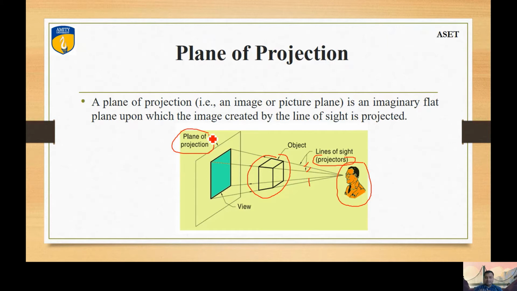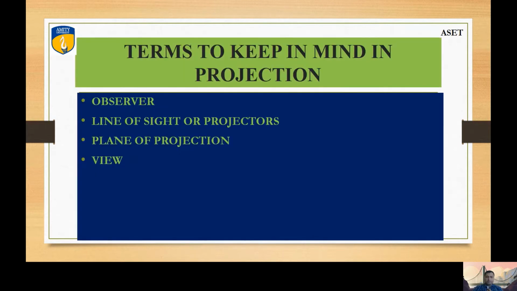So projection is simply when you see any object, the image which is going to project on the screen, or you can say the plane, that is called the concept of projection, right? So the terms which you have to keep in mind are very important. Already I have discussed, the first is the observer. The observer is the person, or the light source, who is going to visualize that object, right?